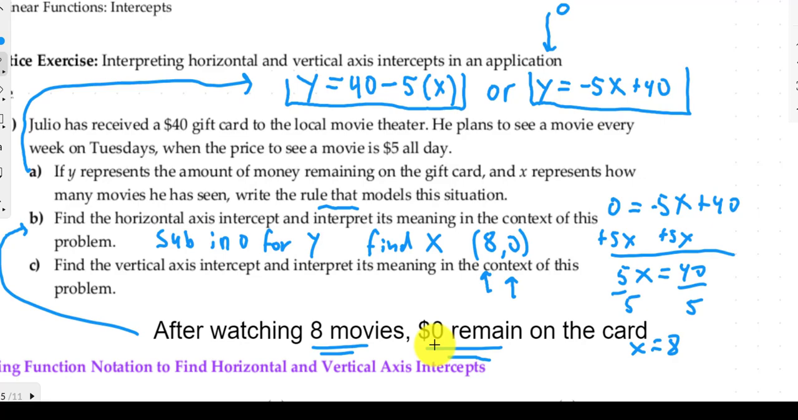So I'm going to leave this up for a moment and then we'll answer question C. So I'm going to erase all of this work. So if you want to pause the video to copy or write everything down, that's fine. And then we'll do letter C.